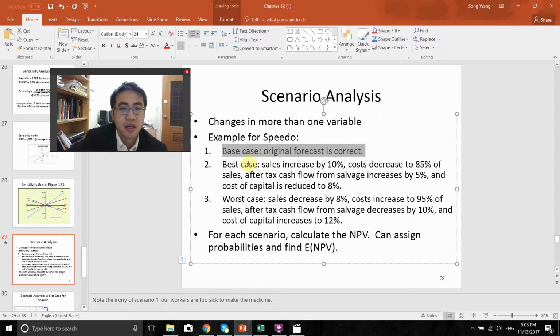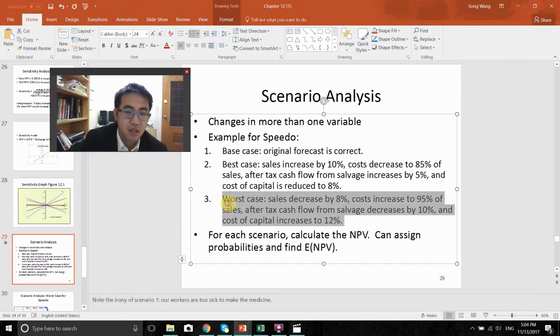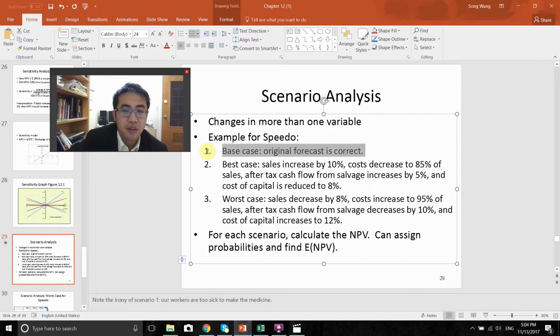And then we have another case, the best case. In the best case, you see everything changed in the favorable direction, like sales increase, cost decrease, the salvage cash flow increase, and the cost of capital decrease. And we also have the third case, which is the worst case. In this case, sales decrease, cost increase, salvage cash flow decreases, and cost of capital increases. Everything changed in the unfavorable direction. So your job here is to get the NPV not only for the base case, but also for the best case and worst case. So you will have 3 NPVs based on 3 cases.